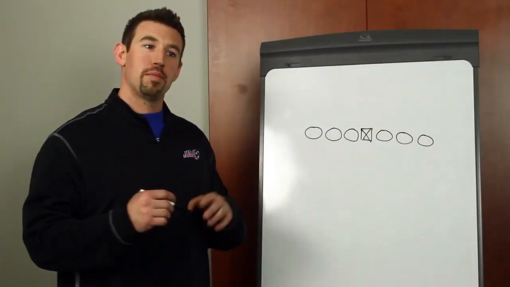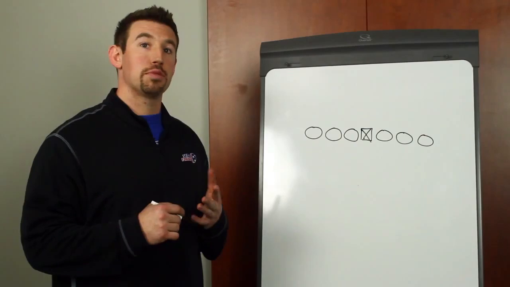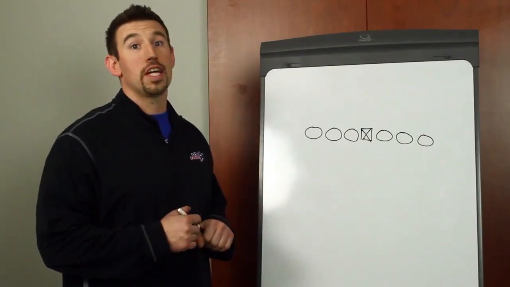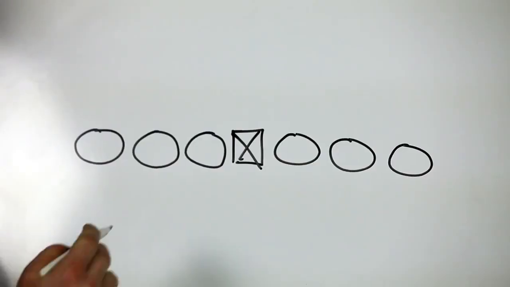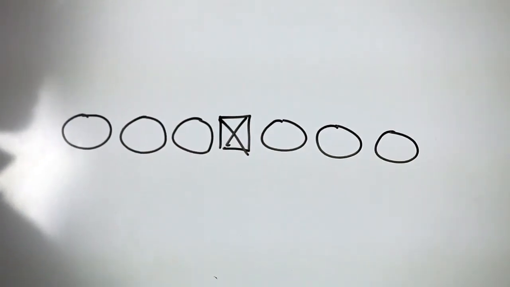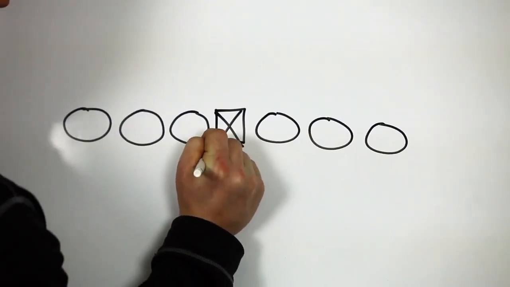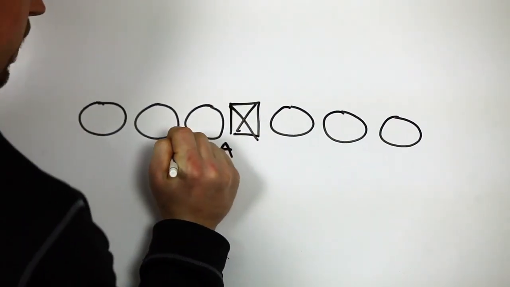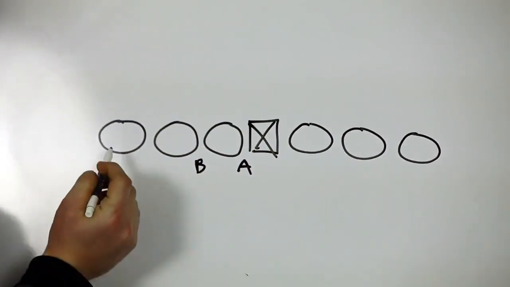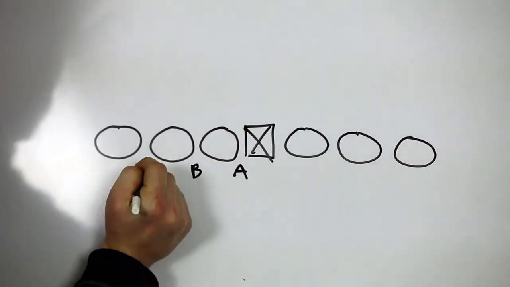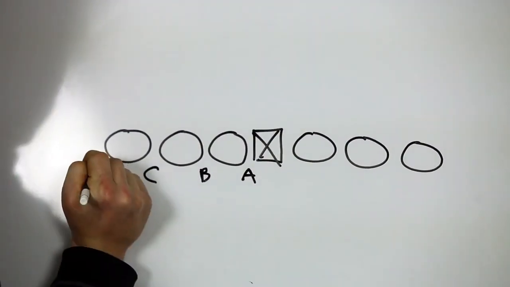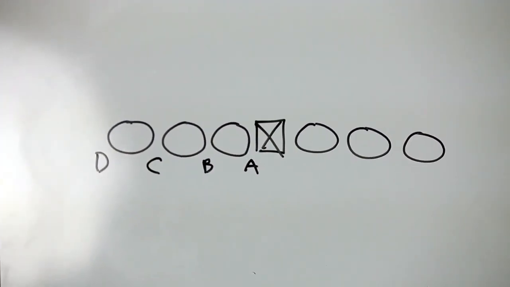The first thing we need to be aware of is in most defenses we refer to the gaps by letter. This is different than offense as they most often give them a number. The two gaps between the center and the guards are referred to as the A gap. The gaps between the guard and tackle, the B gap. Between the tight end and tackle, C gap. And outside of the tight end, we call this gap the D gap.